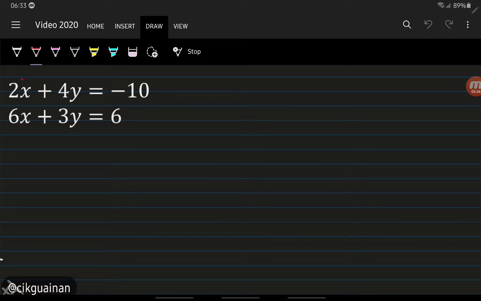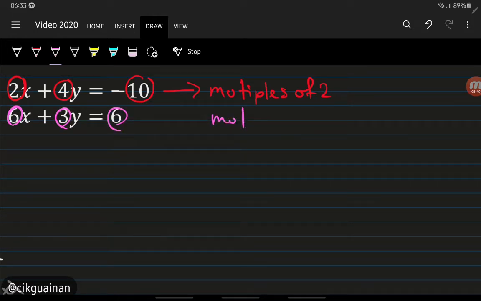You see over here 2, 4 and 10 are multiples of 2, while 6, 3 and 6 are multiples of 3. So what can we do? We can simplify them. In this context it is 3 for the second equation. We can simplify them before we even attempt to solve.